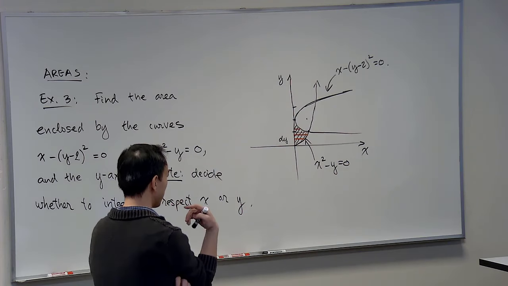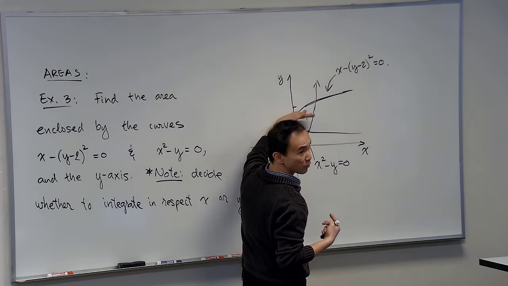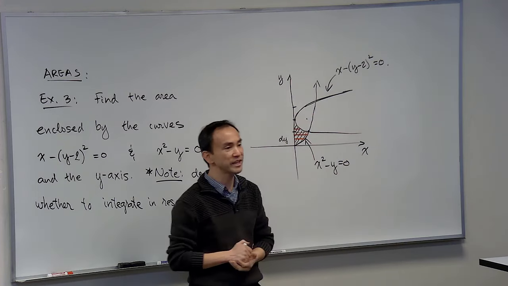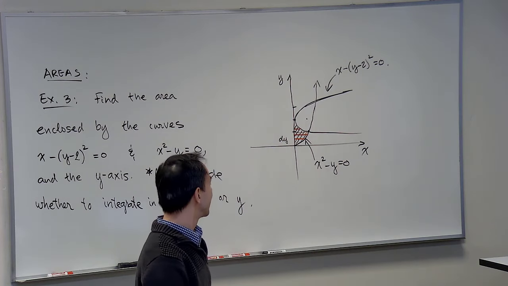For going with horizontal stripes in this case here, we're going to have to break up into two separate integrals, right? Because the picture itself has a breaking up of the area. You know what I mean? Right. So that's how it works.